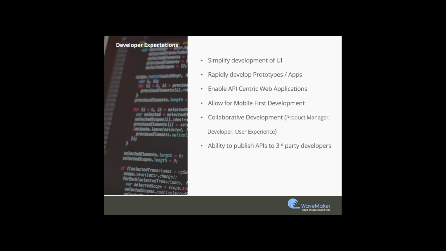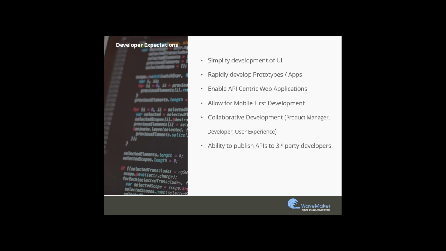Let's take a step back and look at the expectations that are set by various stakeholders for an enterprise looking to digitally transform itself. For the developers, it's about creating simplified UIs. Digital apps and digital experience is all about UI, so making it easier for developers to create that UI is a key part of the platform. It's about being able to create applications and prototypes rapidly so that you can take advantage of the opportunities in front of you. It's about creating an API-centric web application environment where you can create and make use of the APIs that are available to you today.